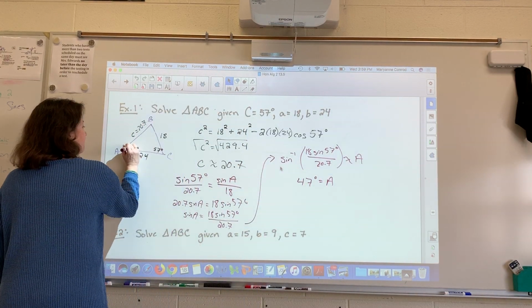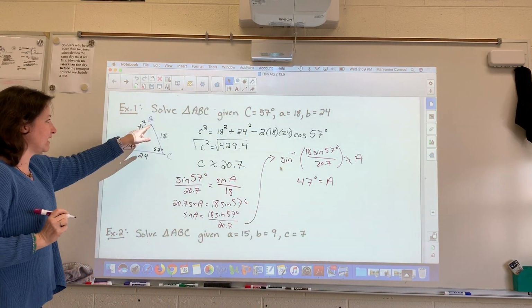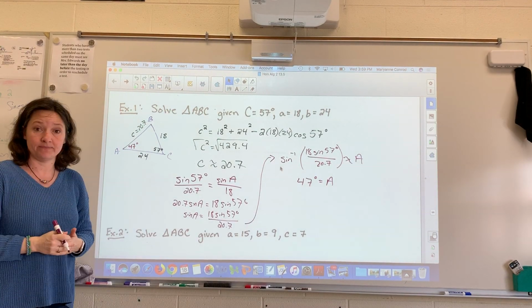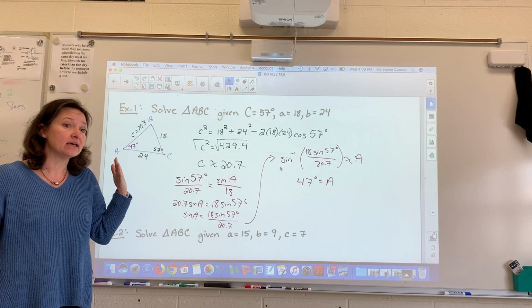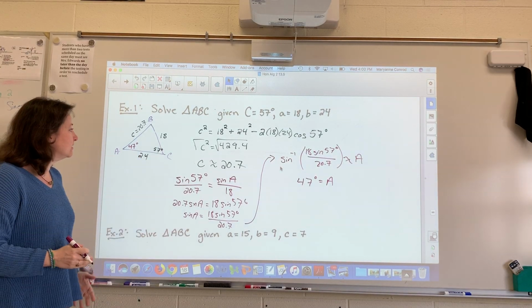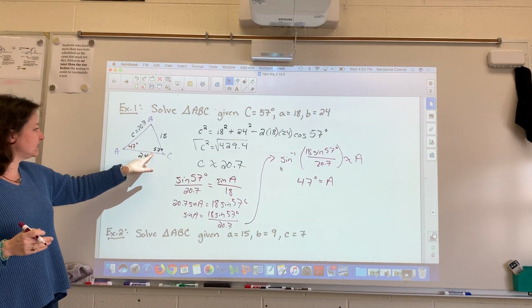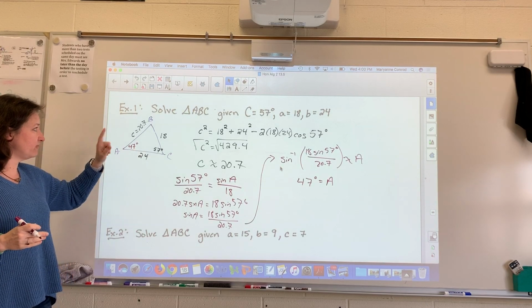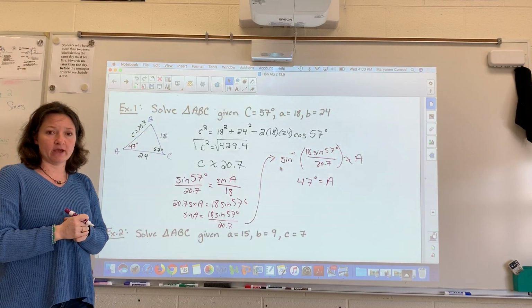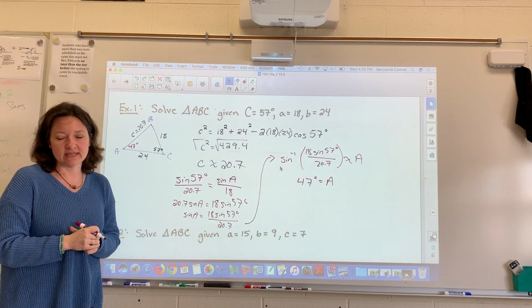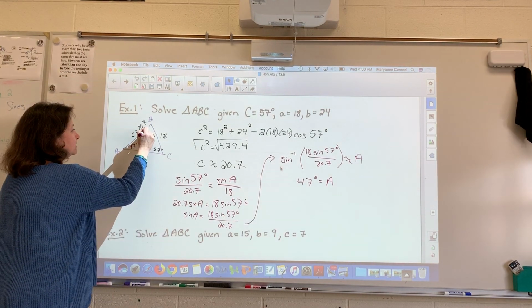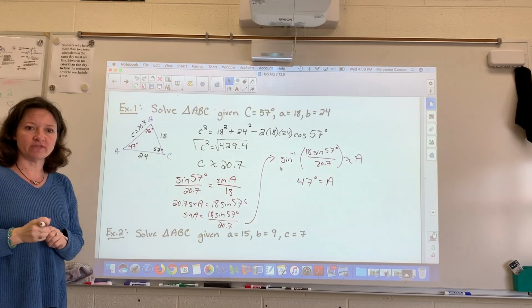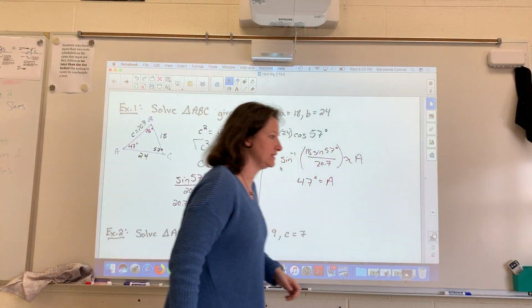So now that we have angle A, all we have left is angle B. How do we get angle B? That's right, we know all 3 angles add up to make 180. So 47 and 57 make 104. So what's left over for angle B? 76 degrees is correct. So our last angle is 76 degrees. So we've solved that triangle. So let's move on to the next example.